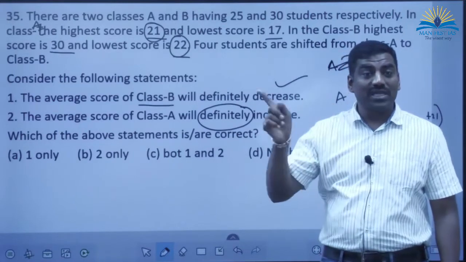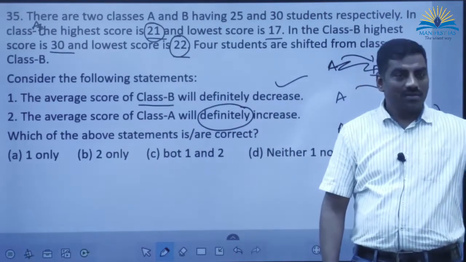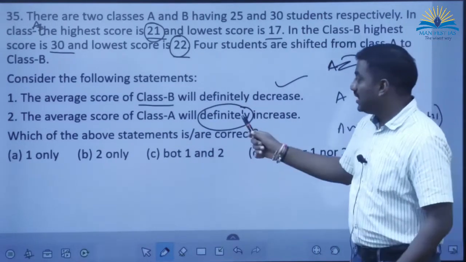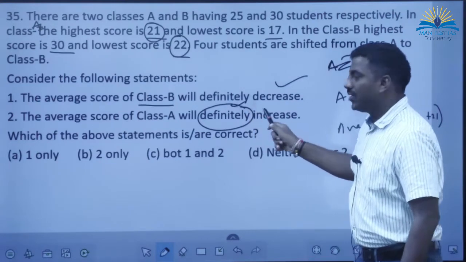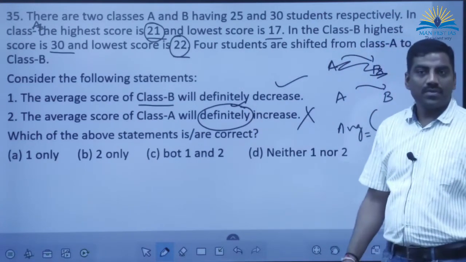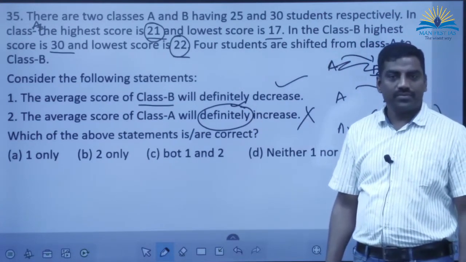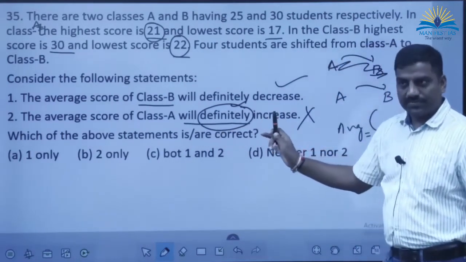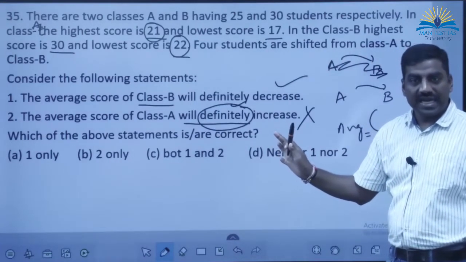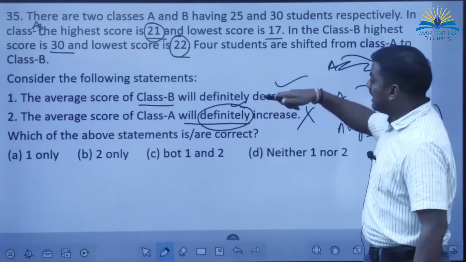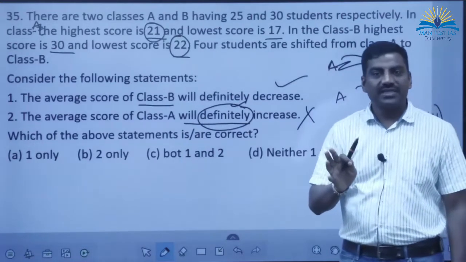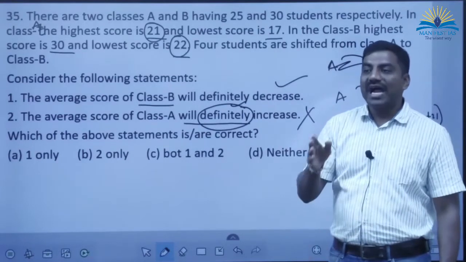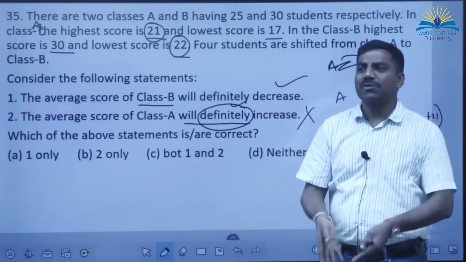If they have sent the best of their performance to class B, their value will decrease. But since they have given definitely, we can't say. If they had given, it can increase. Yeah, there are chances that it can. When they are telling, will definitely increase, we can't say. But first case, yes, class B will be affected adversely because the worst performers are coming.